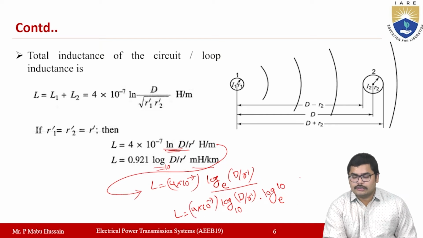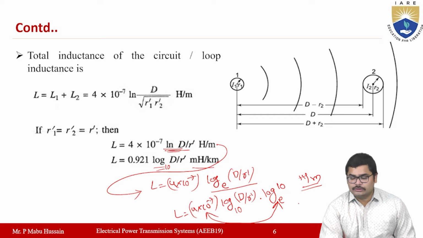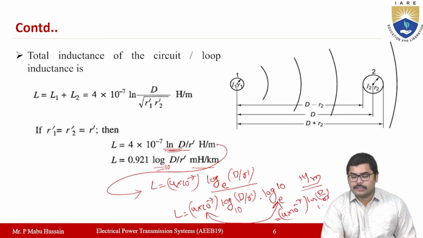Okay, so this is in henries per meter. Now if you calculate the product of these two and convert henries per meter into millihenries per kilometer, then what you will get here is 4 into 10 power minus 7 ln d by r dash, to the base 10 log 10 to the base e.